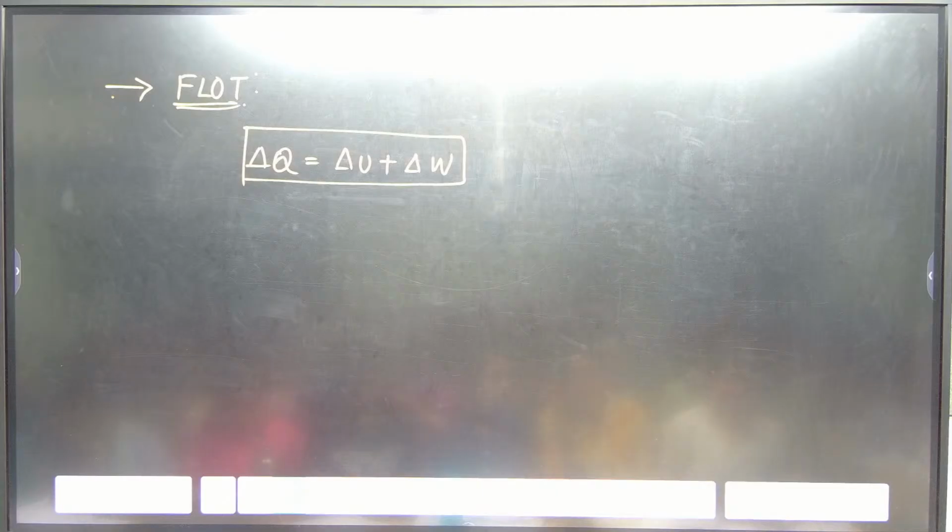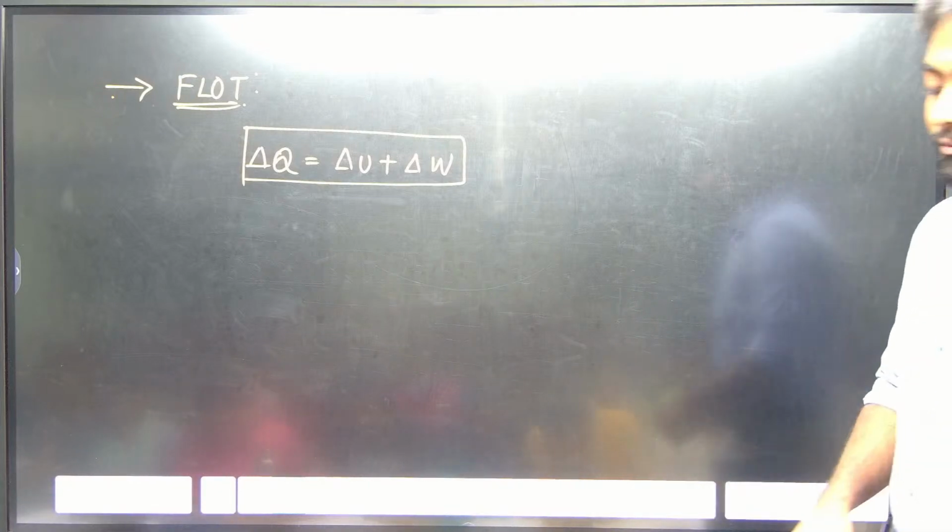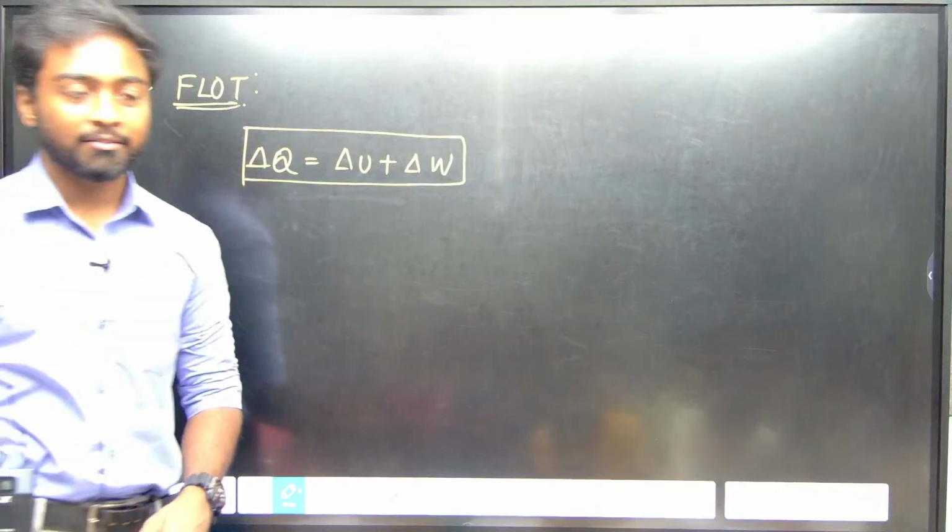I will give a PYQ now. Write down the next point under delta W. Clockwise is positive, anti-clockwise is negative.